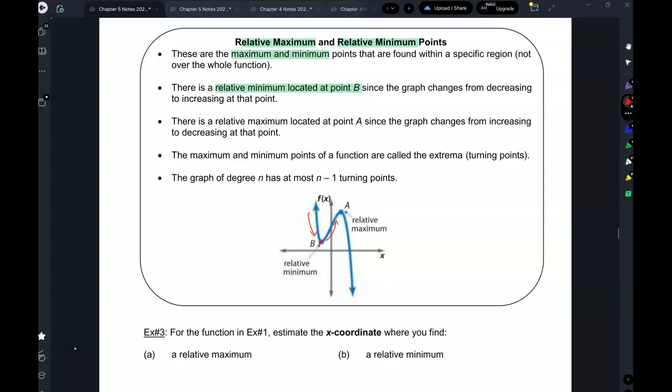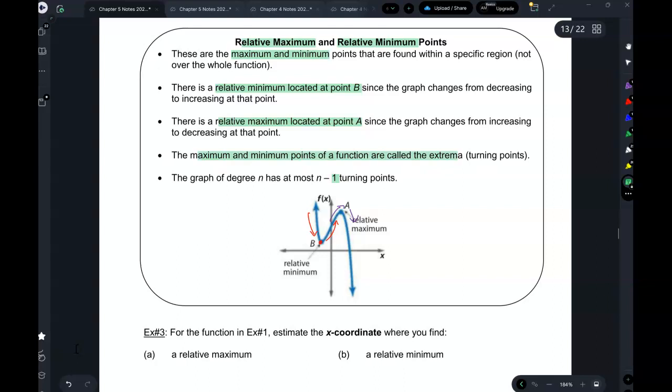And this is how we define minimum or maximum. Formally in calculus, when somebody asks you, what is a minimum? It's a point where the graph changes from increasing to decreasing. Or sorry, it's a point where the graph changes from decreasing to increasing. And there is a maximum at point A because it changes from increasing to decreasing.